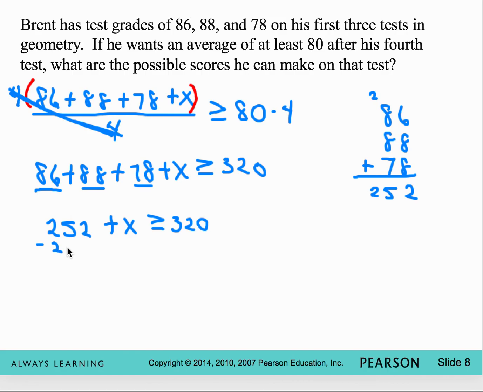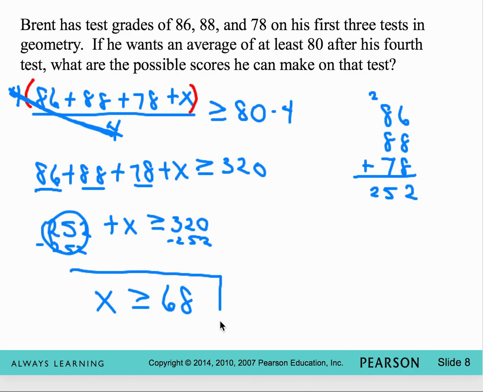Okay, now let's get that x all by itself. So x has to be greater than or equal to 68. Okay, so what are the possible scores he can make? Anything greater than or equal to 68. And he'll have an average of at least 80.